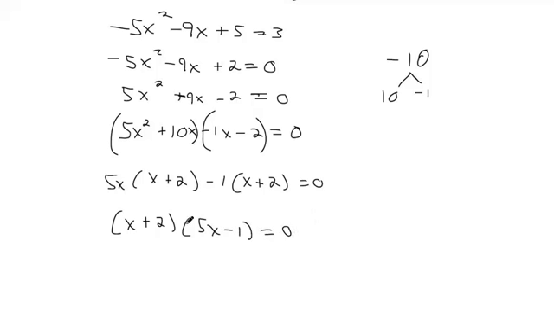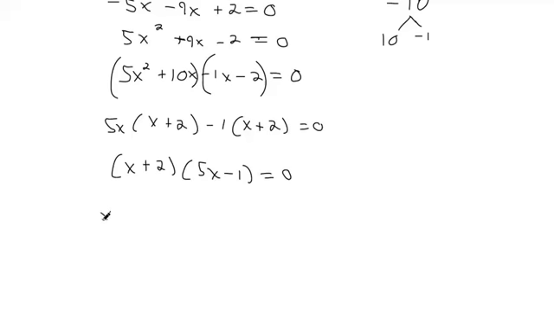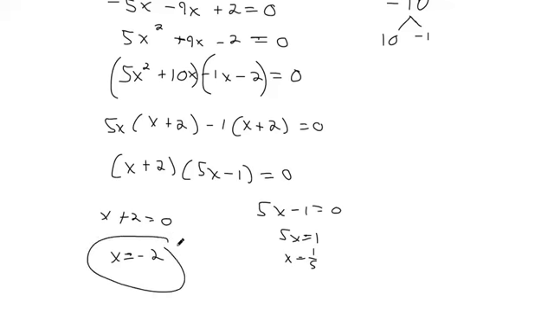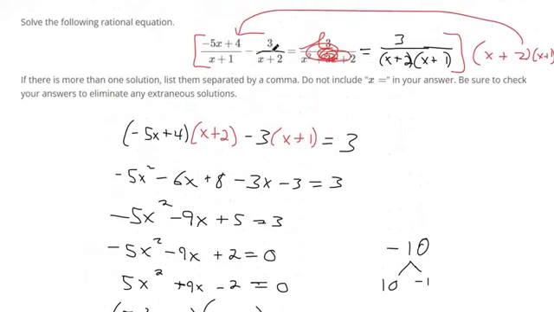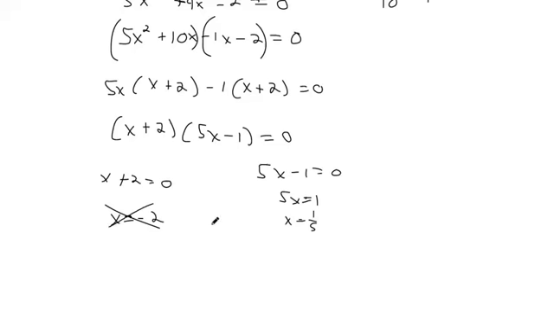And if you set each of these factored pieces equal to 0 to finish solving, the first one, you're going to get x equals negative 2. If you do the same thing with the second one, add 1 to both sides, divide by 5, so we get 2 solutions. But look, if you were to try to plug negative 2 back into the original equation, you'd get a divide by 0 error. So we actually have to exclude one of our solutions. There's only one answer. X equals 1/5.